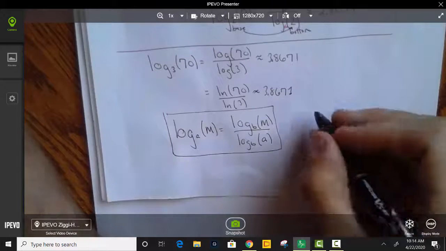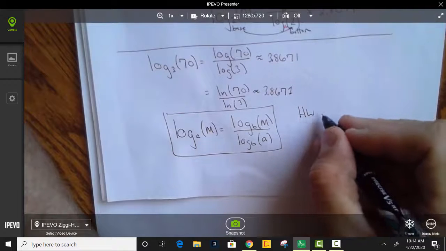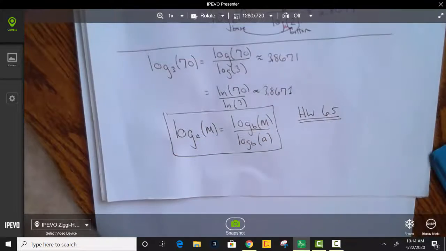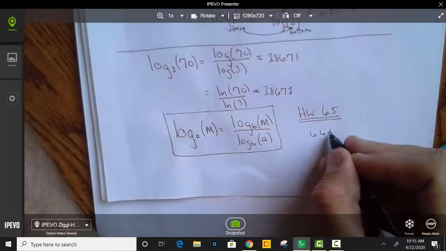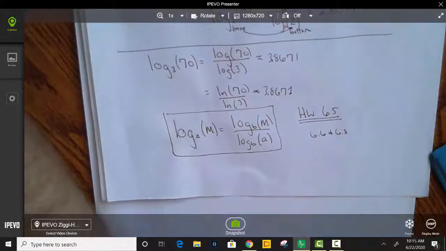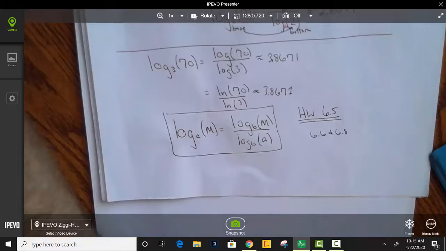So guys, that finishes up the video for 6.5. You have enough information to do all of the homework for section 6.5. Email me if you have any questions, guys. We only have 2 more sections, and that's 6.6 and 6.8. 6.6 is the exponential and logarithmic equations, and 6.8 is some application problems.